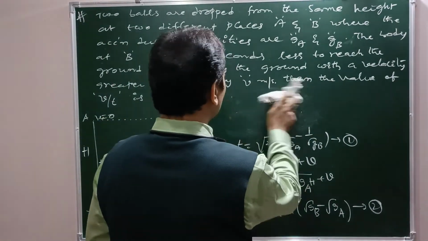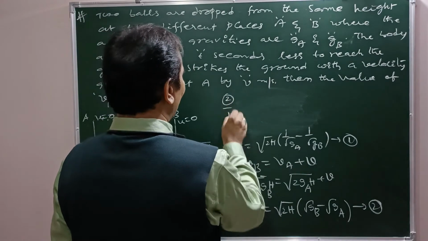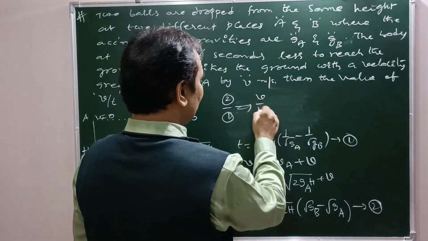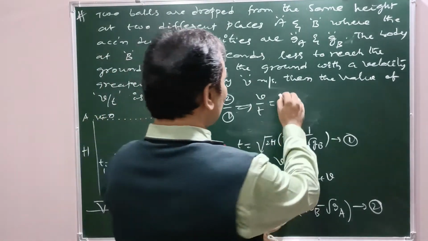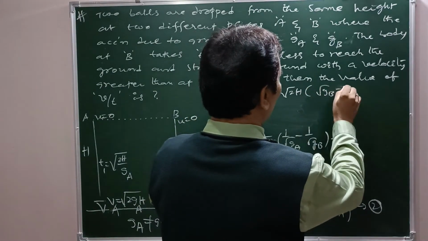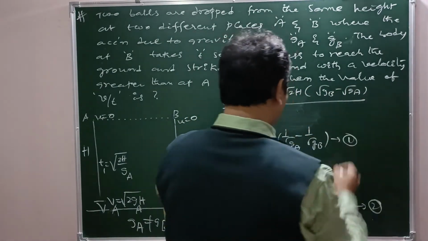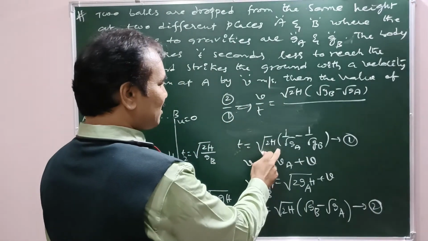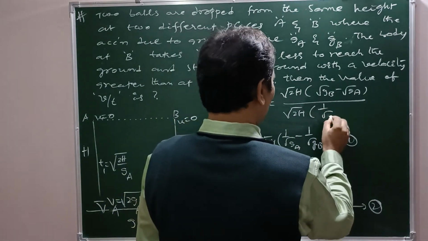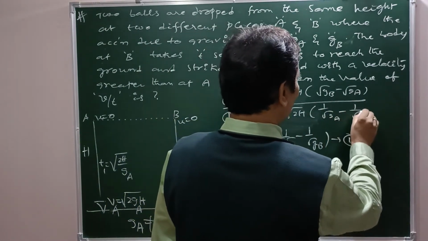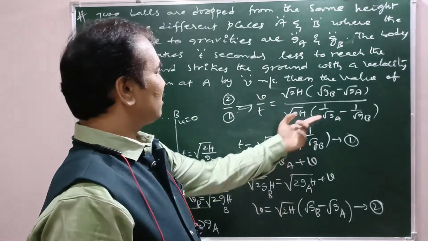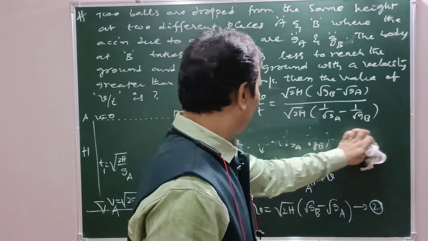That is 2 by 1. 2 by 1 implies V by T, LHS by LHS. V by T equal to root 2H by root 2H into root GB minus root GA, divided by, see what is RHS? Root 2H of 1 by root GA minus 1 by root GB, right? So LHS by LHS equal to RHS by RHS. That's what is written on the board.